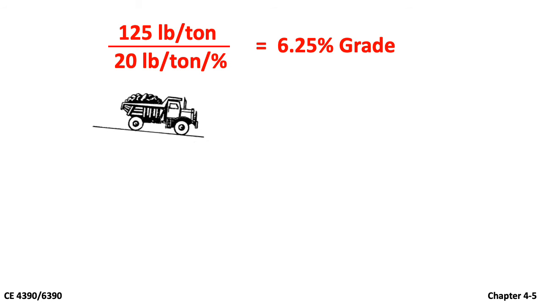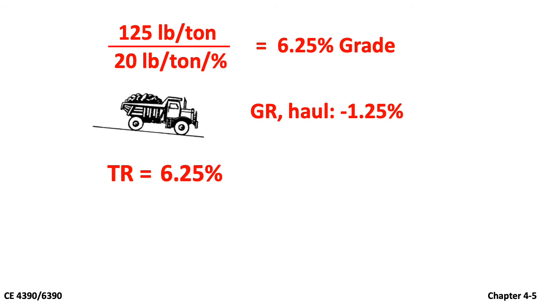Next we need to convert it into equivalent percent grade, so you divide it by 20 pounds per ton per percent. You get 6.25%. Next, you need to find the grade resistance. As given, the hauling grade is downhill, negative 1.25%. So the total grade is 6.25 plus negative 1.25, or 5%. This is for the haul direction. We will calculate the total grade for the return direction later.